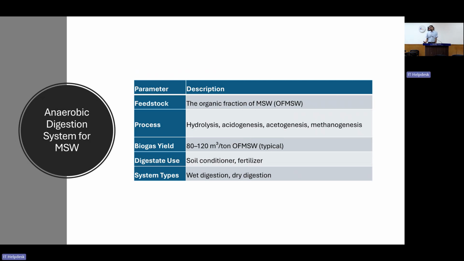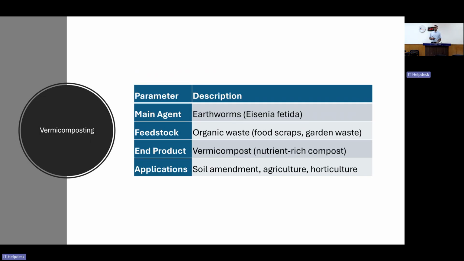Coming to the processes related to bioenergy conversion through biochemical conversion, anaerobic digestion is one of the most suitable and favorable systems for municipal solid waste. And there are other biochemical conversion processes like vermicompost, which converts the biomass into nutrient-rich compost, which can be applied in agriculture soil, horticulture soil, and for carbon sequestration.